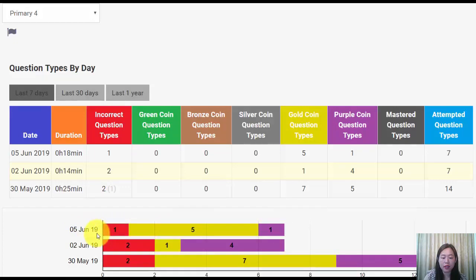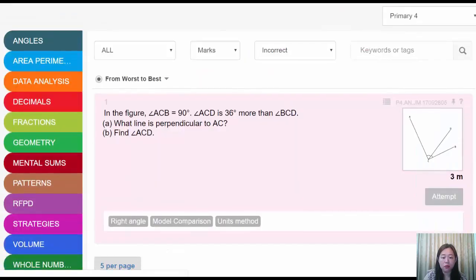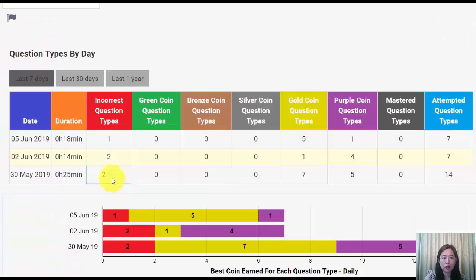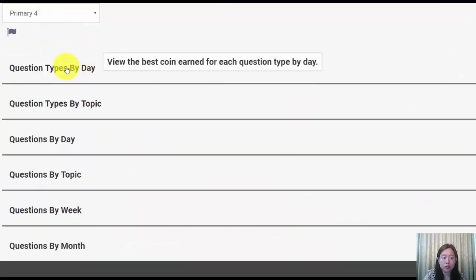So if you click on question type by day, you can see the number of question types that you have attempted for that day, and if you want to go back and practice questions that were done wrongly or with a poor timing, you can just click on that number and it will bring you back to the questions that you were practicing. The grey number just shows the remaining number of incorrect question types. At first there were 2, and now there's 1 more question type left for you to practice. So, to close, just click on the tab again.